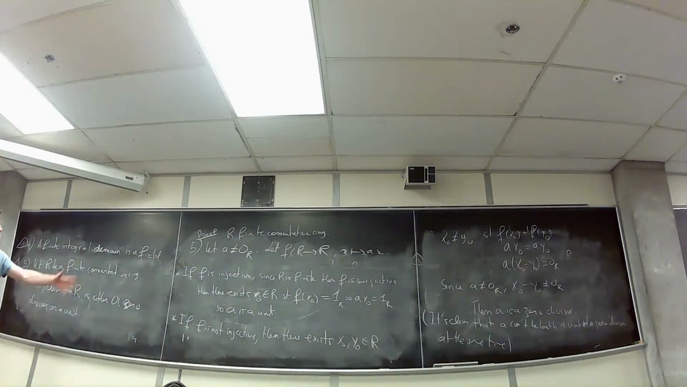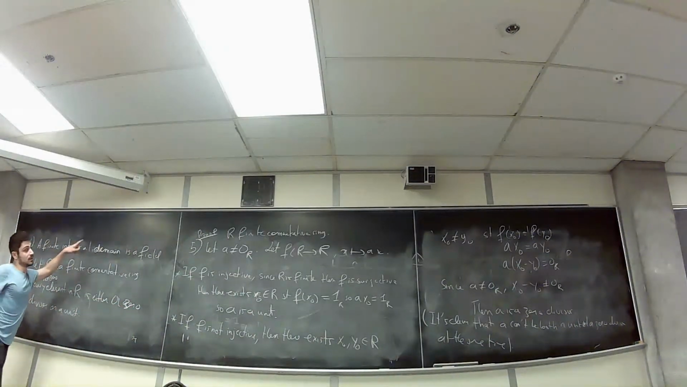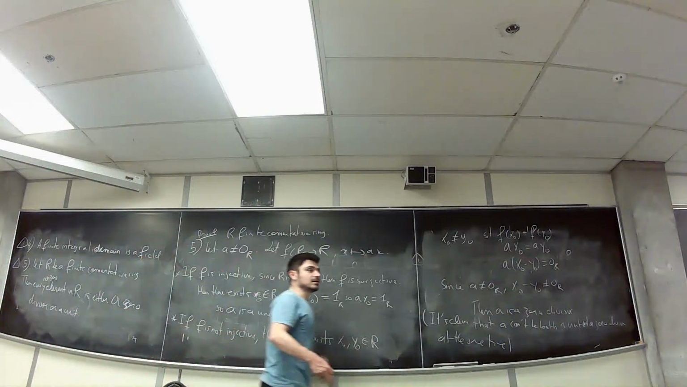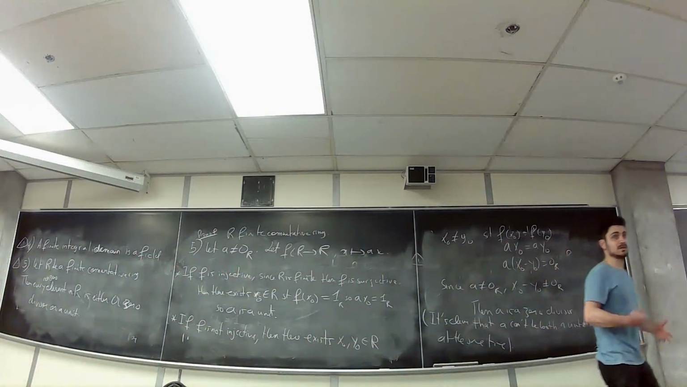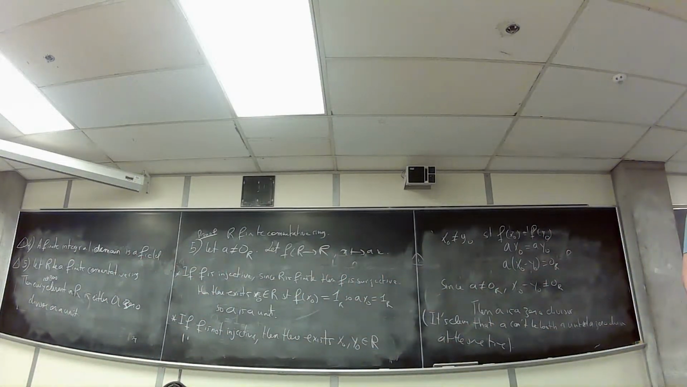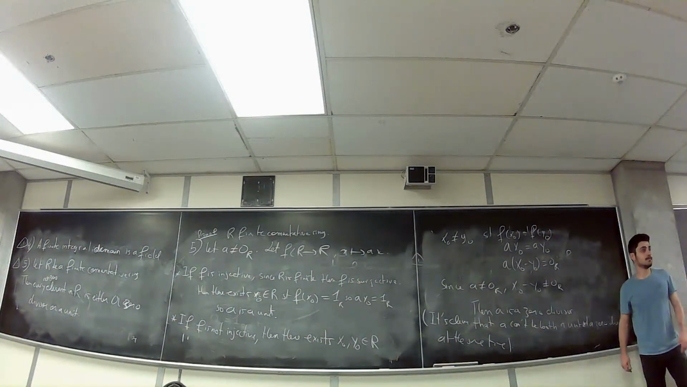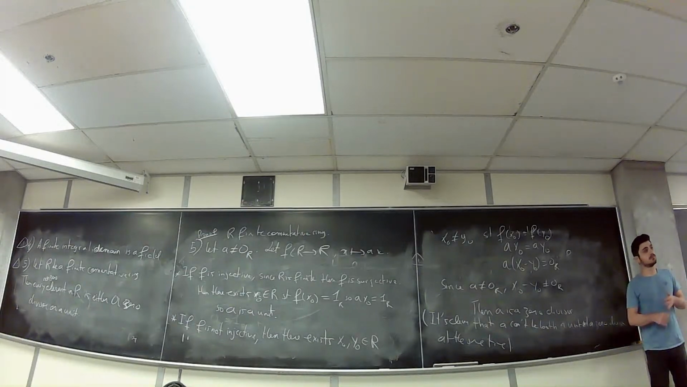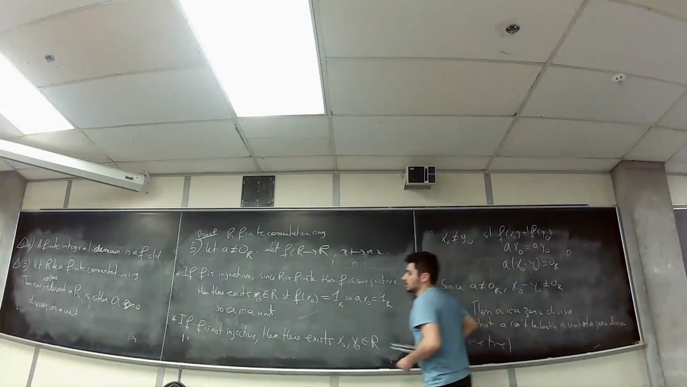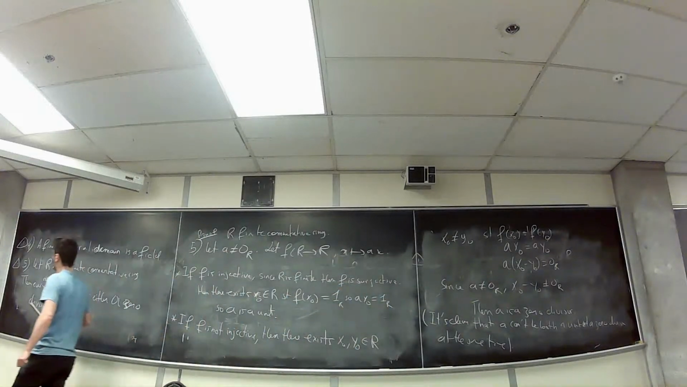So this is one proof that you can be asked. This is also important, and the ideal business that a commutative ring is a field if it has only two ideals is also important. So you can expect proofs like that. These are short proofs in general. They're not very long.